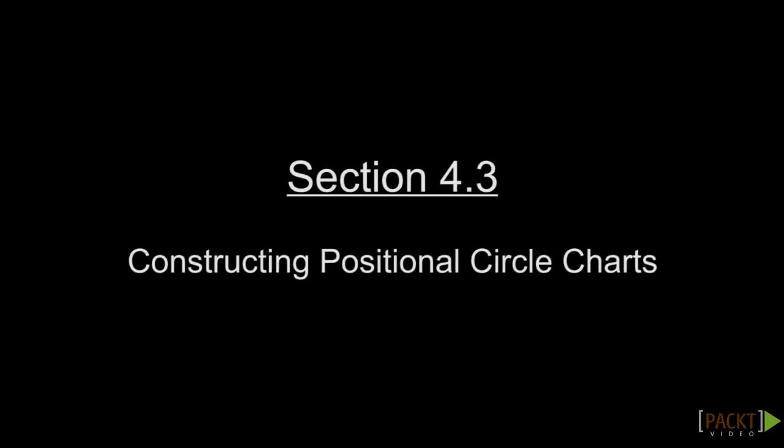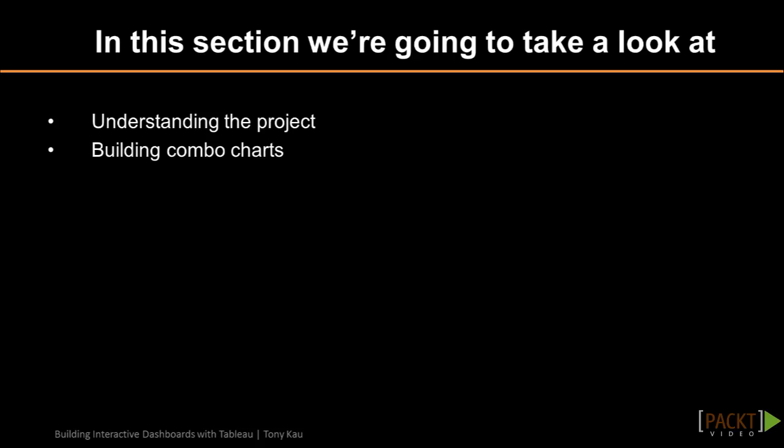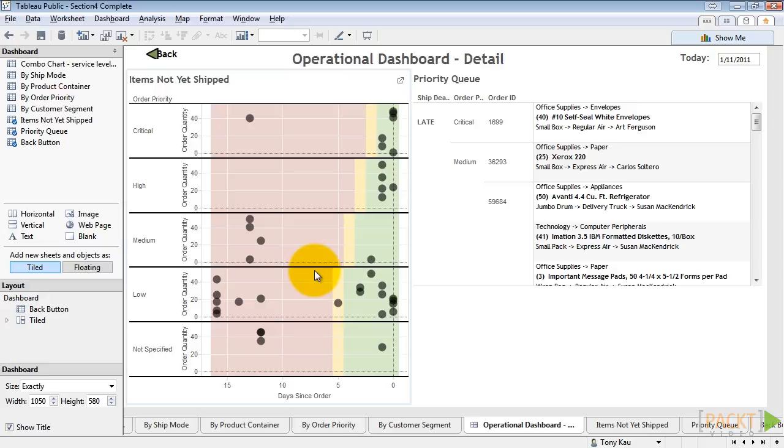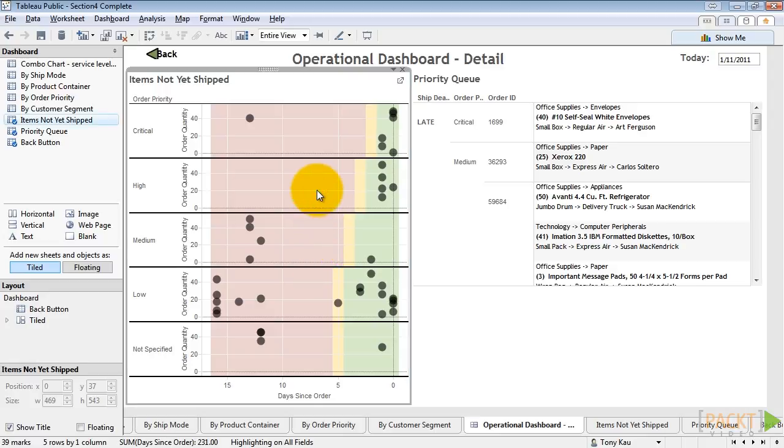In the last video, we put together a dashboard featuring a combo chart of our service level versus items shipped. In this video, we'll be creating a positional circle chart to help us understand the breakdown of our current unshipped orders. Now, this type of chart is constructed similarly to a scatter plot, but the purpose is decidedly different.